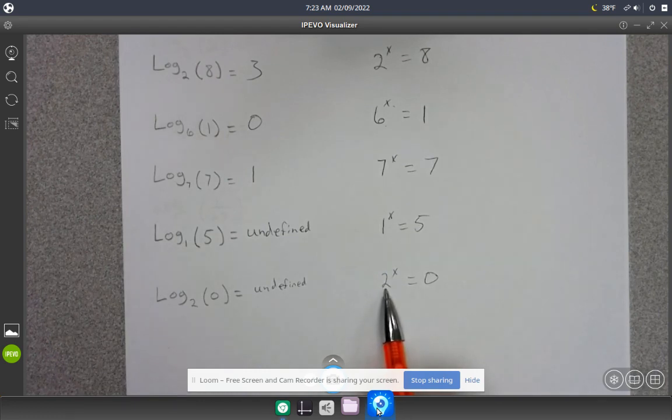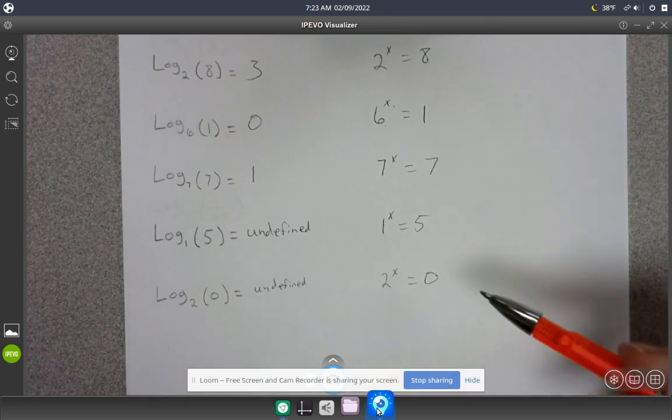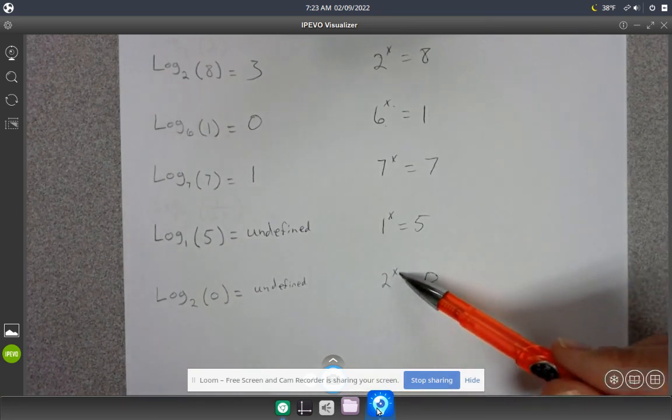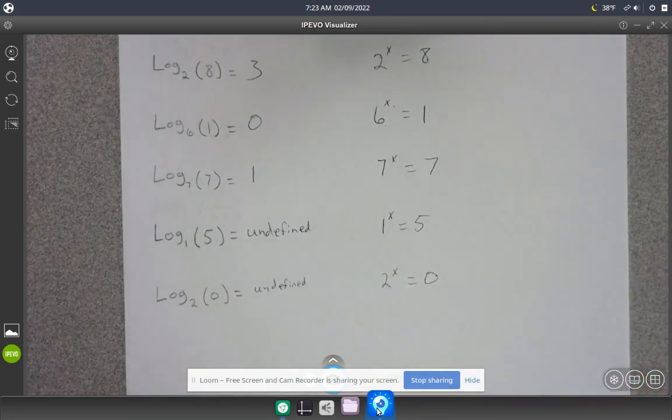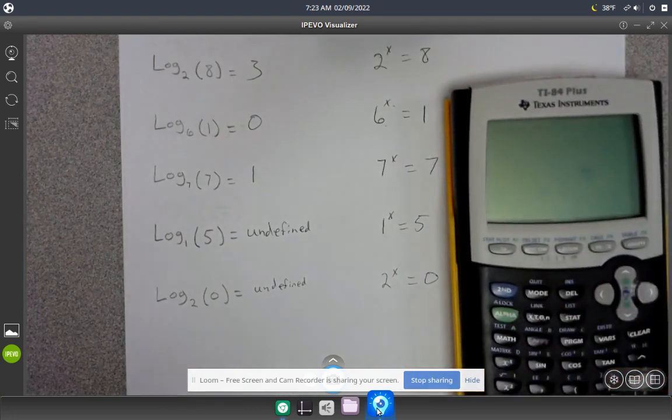And if you ever take the square root, it doesn't matter how many roots you take, you'll never get 0 back as an answer. Okay? There's nothing that you can raise 2 to the power of to get 0 back. You could get closer and closer.